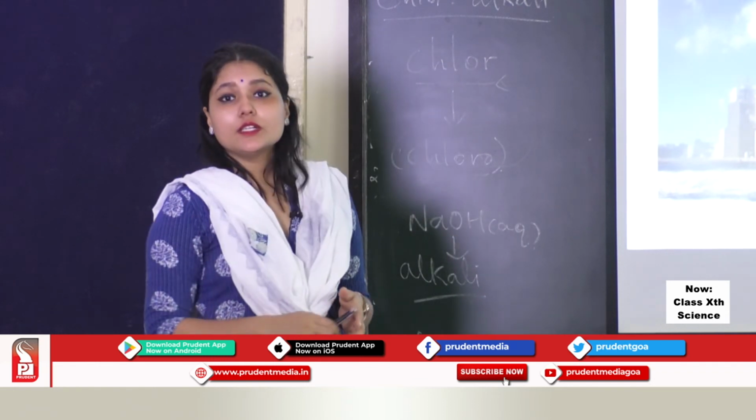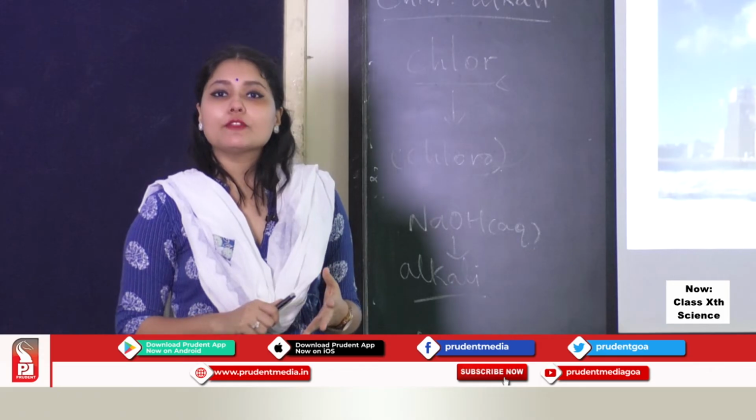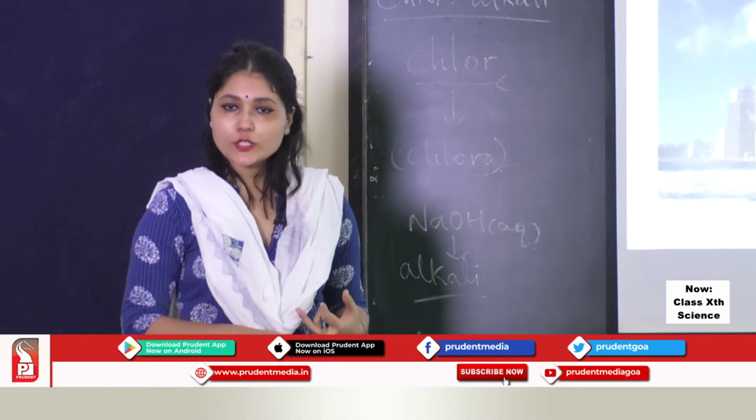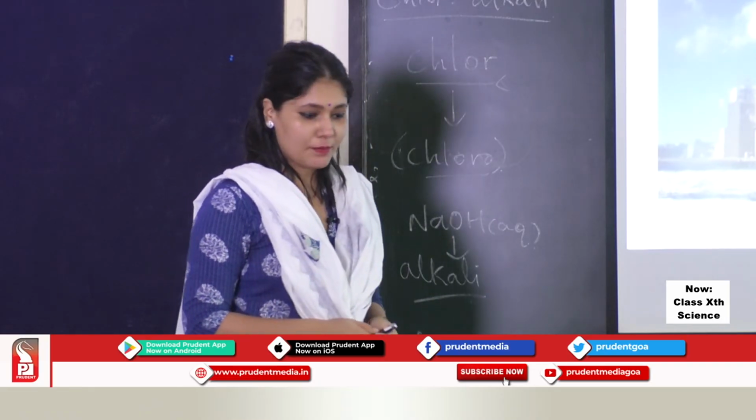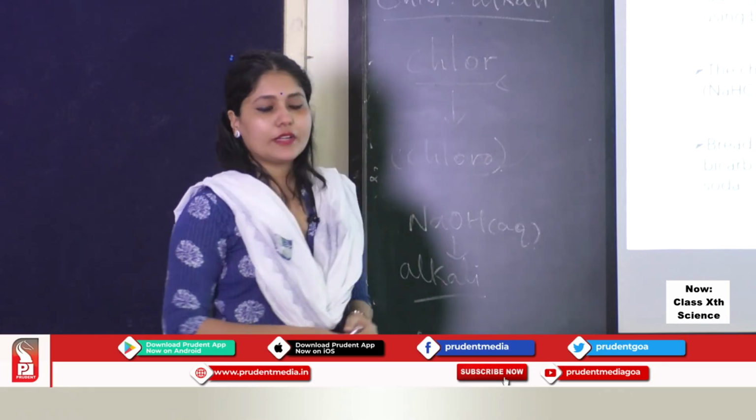So far we have learnt about two compounds that are prepared from sodium chloride: caustic soda, that is sodium hydroxide, and bleaching powder. So now let us move on to the next.